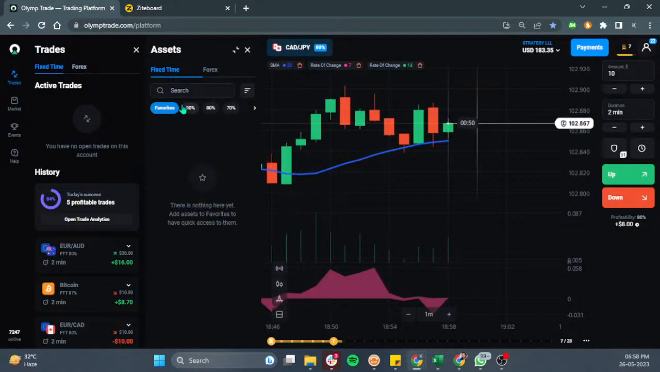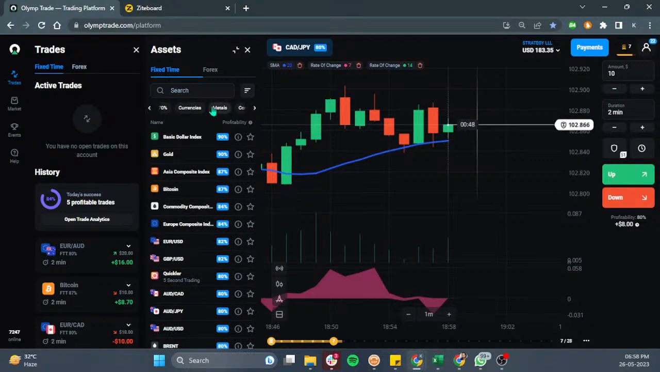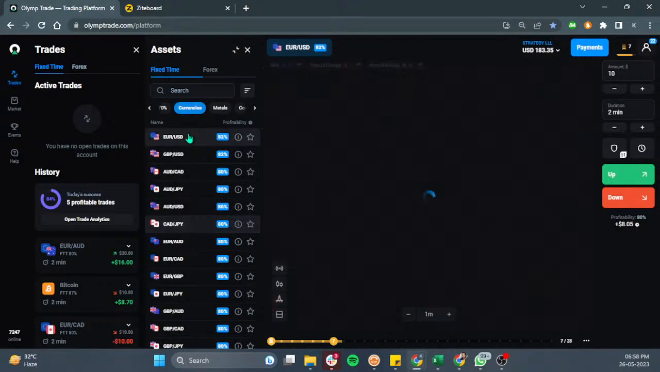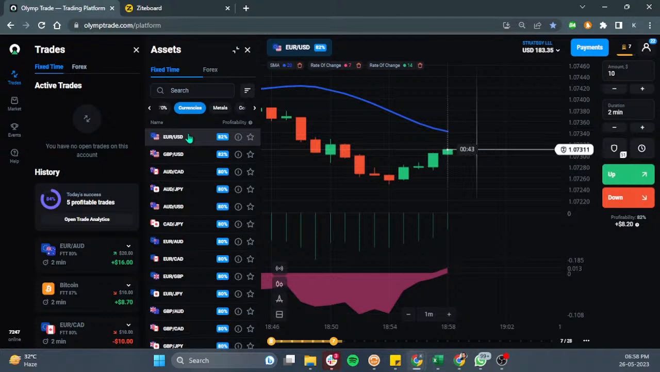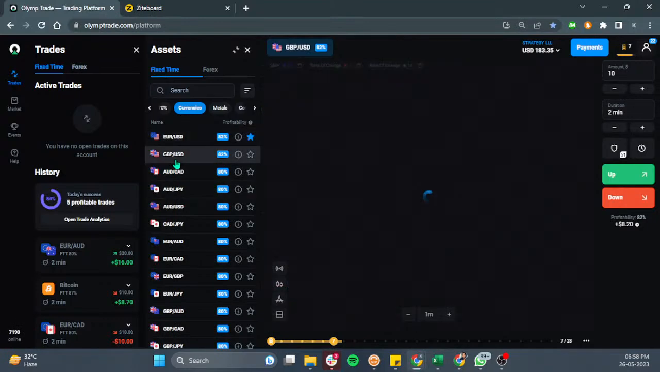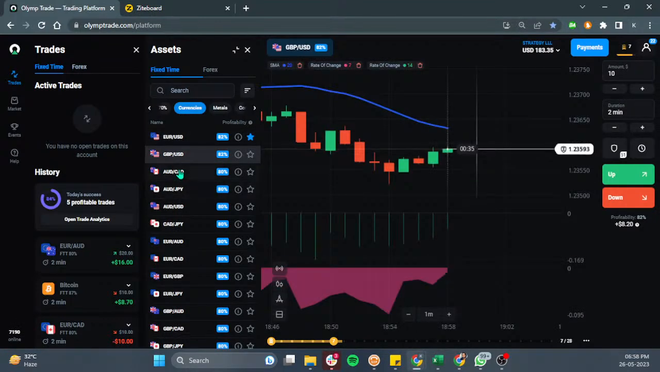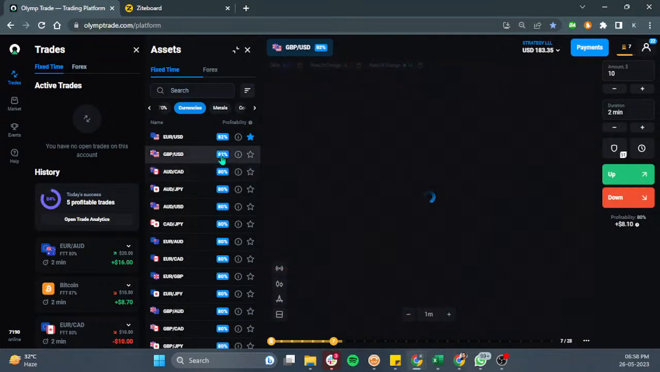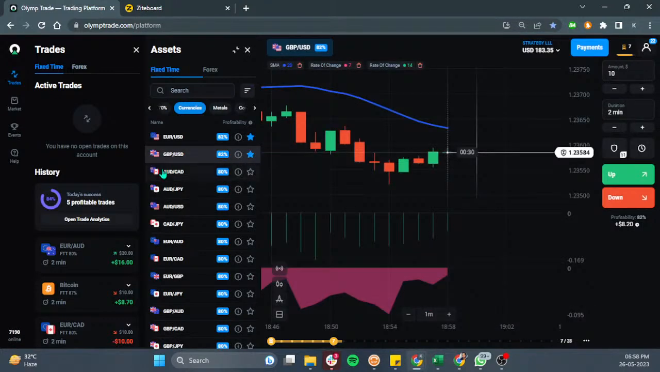Let me remove the star. There's no point here right now. Let me go back to currencies again to find some good assets. There's a possibility that we might have a really great chance to open a trade on Euro USD. Let me put a star over here. We have a chance over here too. Let me put a star over here too.